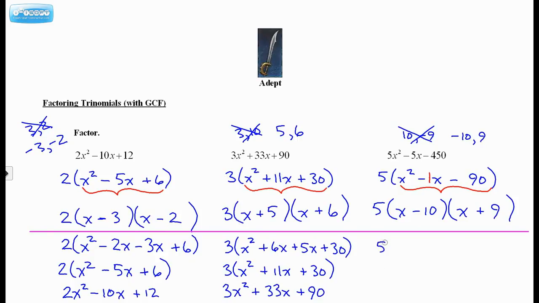And this one. So, FOILing. Whoops, forgot the square here. x squared. And distributive law.